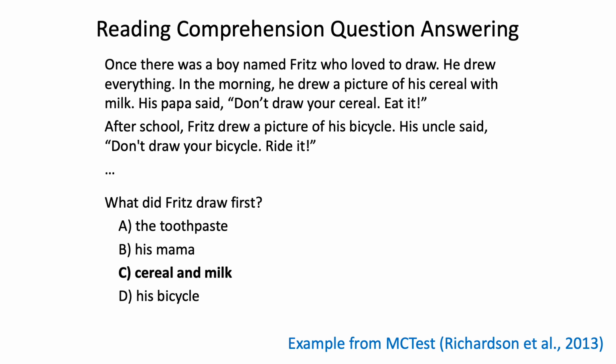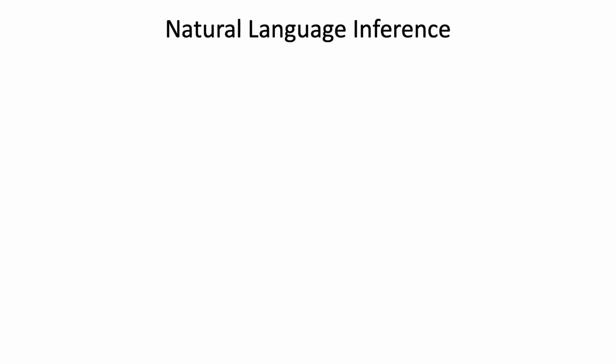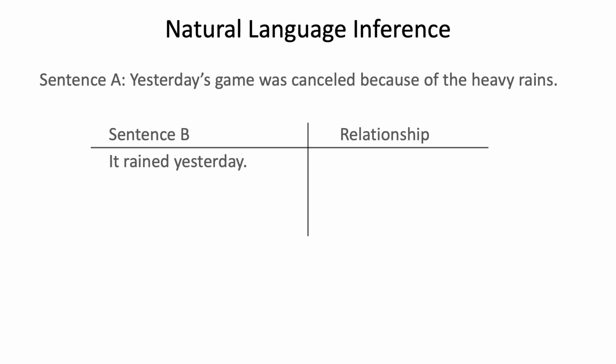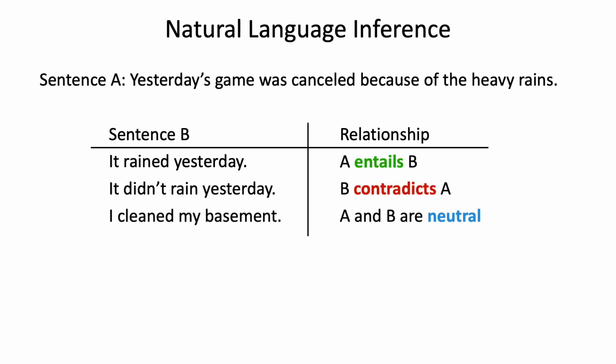Reading comprehension question answering is another such task. Here we have a short story about a boy named Fritz, as well as multiple choice questions that test our understanding of the events in the story. Another task is natural language inference. Here we have a pair of sentences, A and B, and we want to classify the relationship between them. For example, if I say that yesterday's game was canceled because of the heavy rains, that entails that it rained yesterday. Other commonly studied relationships include contradiction and neutral, and here are some examples of those.